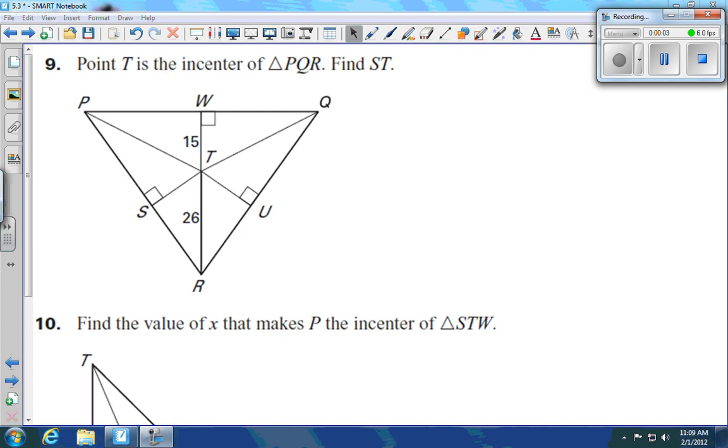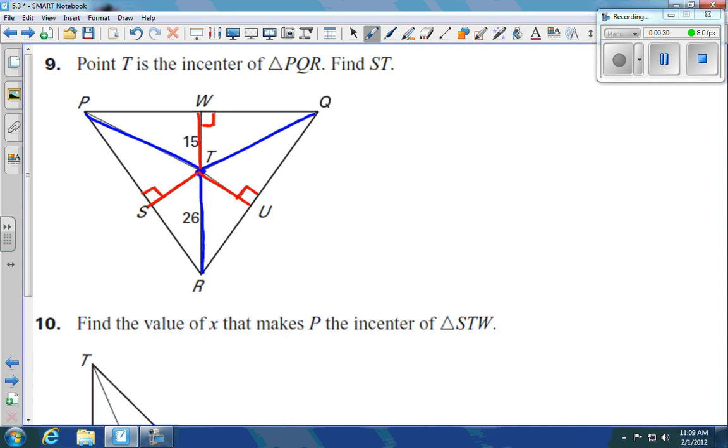Okay, point T is the incenter of my triangle. So we want to find ST. The incenter of a triangle is basically where all of my angle bisectors meet in the center, okay? The theorem that we learned was that from the incenter, if I draw a line that's perpendicular to the side of my triangle, all three of these lines are congruent to each other. So everything in red is congruent to each other.